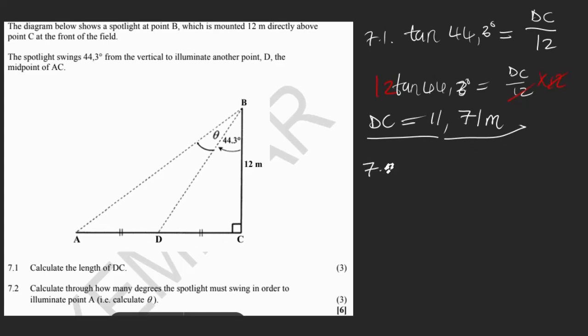Definitely. So now 7.2, it says, let me read it with you. Calculate through how many degrees the spotlight must swing. This is the spotlight swinging from this point here.